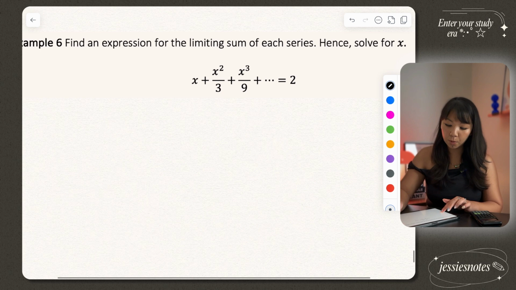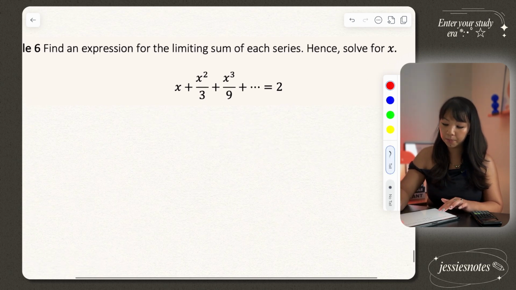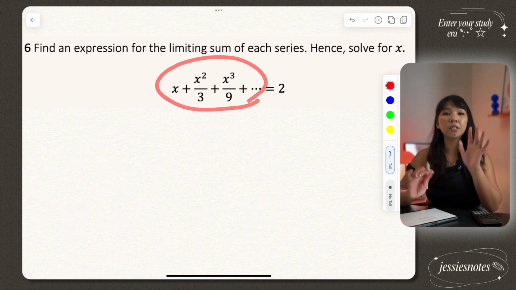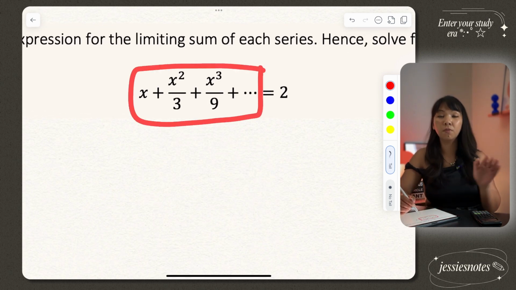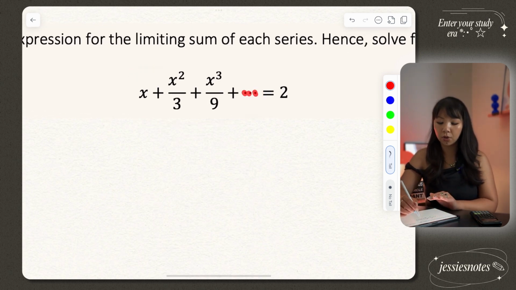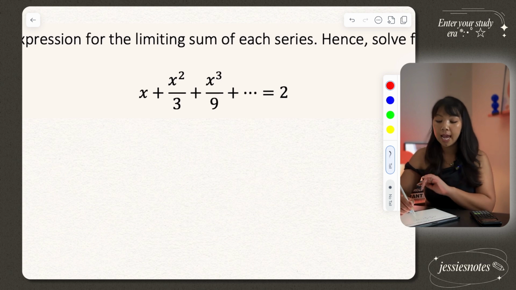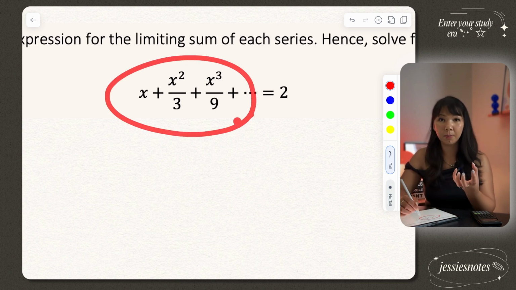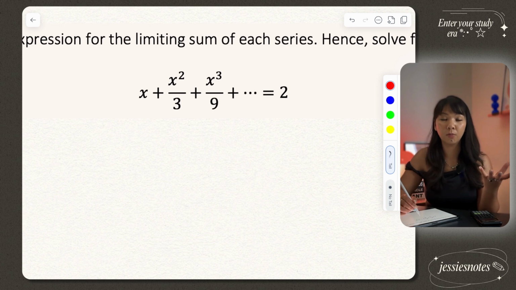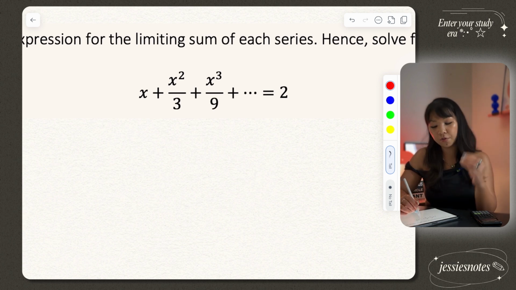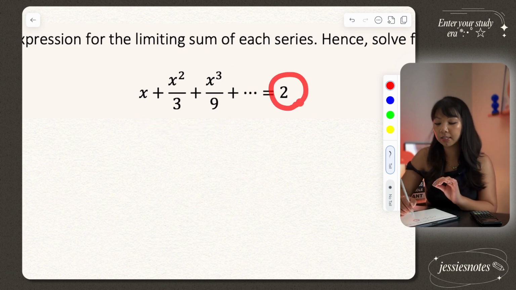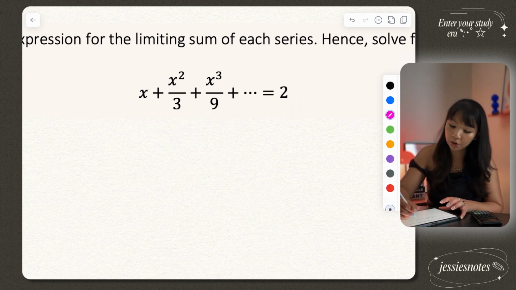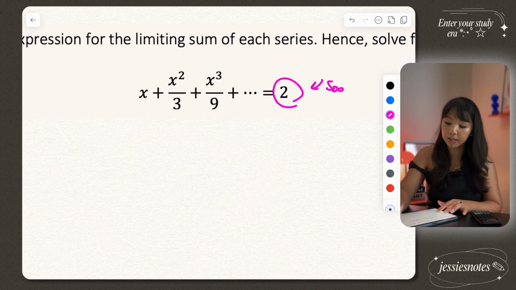So if I want to find the limiting sum, you can see the way that this is written might seem a little bit confusing, but on the left-hand side, we have this infinite sequence. You can see that it goes on forever, and we're told that it does have a limiting sum. So you don't need to prove that the r value is between -1 and 1. And then once you find the limiting sum, our job is actually to solve for x, because they've told us that the limiting sum is equal to 2. So this here is the limiting sum.